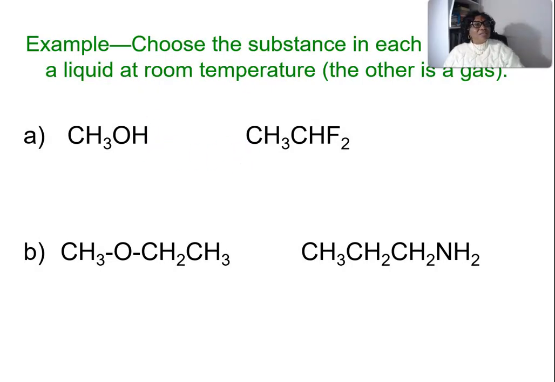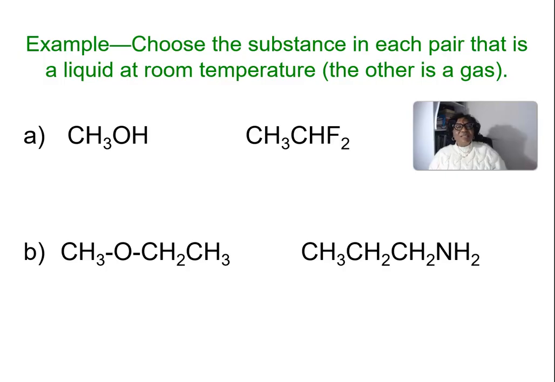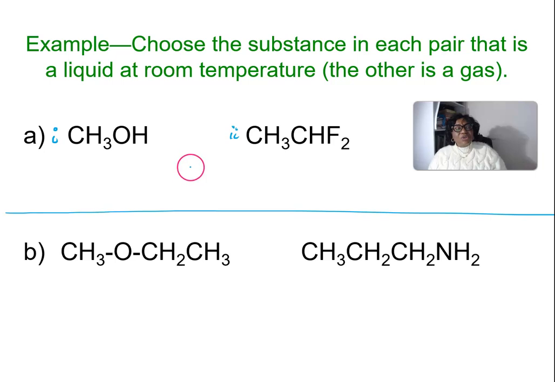Choose the substance in the pair that is a liquid at room temperature. The others are gases. So for this kind of question, we are going to do the same that we did last time. So we are searching for an oxygen-hydrogen bond, fluorine-hydrogen bond, or nitrogen-hydrogen bond. That's what we are searching for.